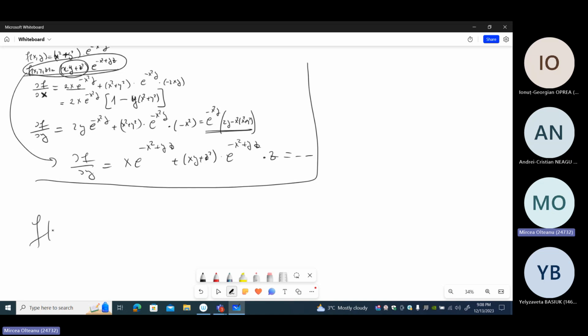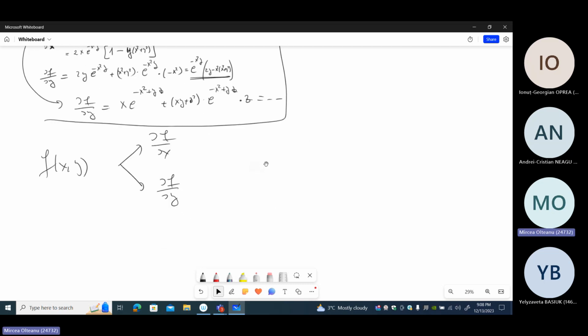So if we have a function of 2 variables, it has 2 partial derivatives, partial f over partial x, and partial f over partial y. Now, these are functions exactly like f. These are functions, both of them, of 2 variables. That means that they both have partial derivatives with respect to x and with respect to y. We can differentiate with respect to x the function partial f over partial x, and the same function with respect to y. We shall write like this.